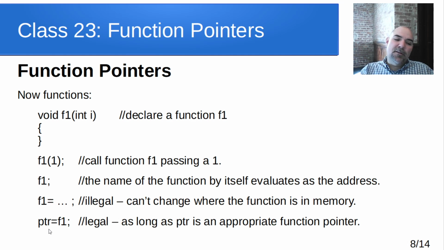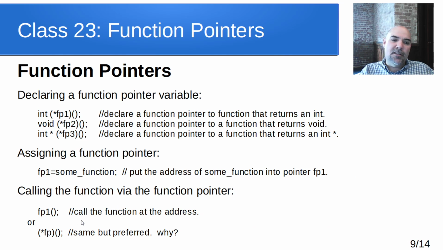And then the last thing here, ptr equals f1, that's legal. I can actually take that address and store it in a pointer variable, as long as that pointer is an appropriate function pointer for this type of function. So that brings us to the concept of function pointers. A function pointer is just a variable that's holding an address, but instead of the address of an integer or a character or a float, it's a pointer to a function.